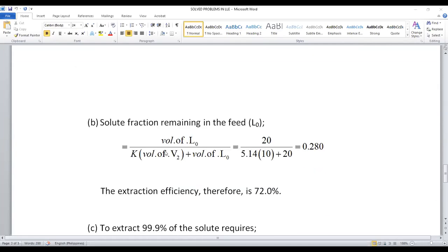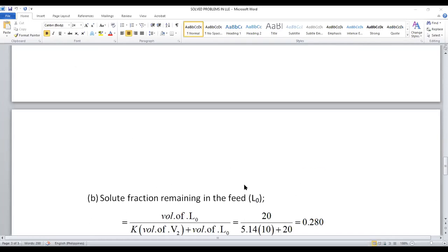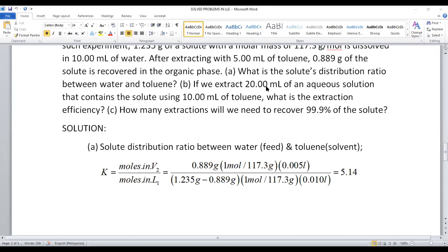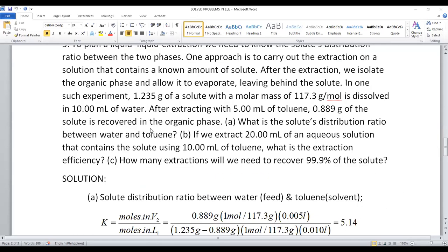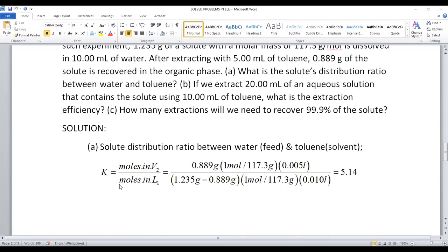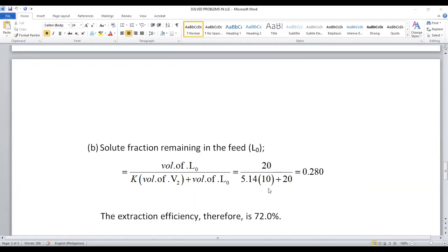For letter B, the solute remaining, you already know this because it's the same thing with number 1 and 2. You use 20 ml for L, you use 10 ml for V, and you use the K that you were able to determine here from letter A. So in cases wherein the problem does not give you the distribution coefficient, it's still possible for you to get that particular value as long as you're provided with this experimental data, because this one was carried out that way the distribution ratio could be determined. Okay, so you just use the 5.15.